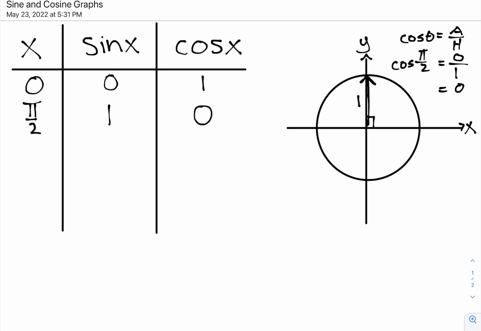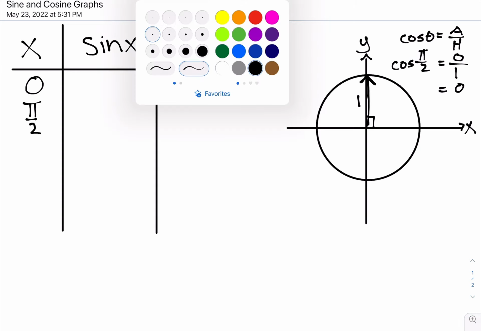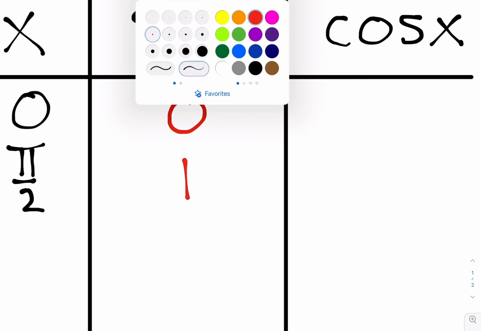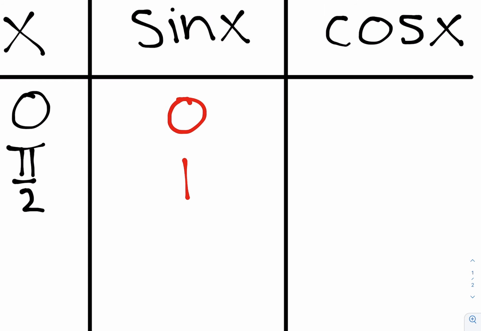Okay. And I'm just going to change colors here, just so it's a bit more concrete. So I'll make the sine red. Okay, so the sine of 0 was 0. The sine of pi over 2 was 1. Now for cosine, I'll do blue. So the cosine of 0 was 1, and the cosine of pi over 2 was 0.